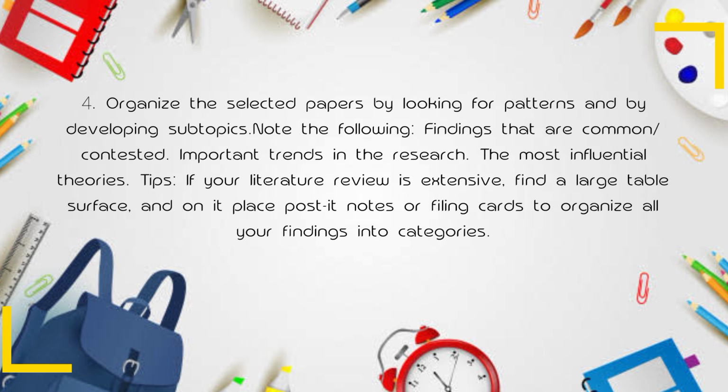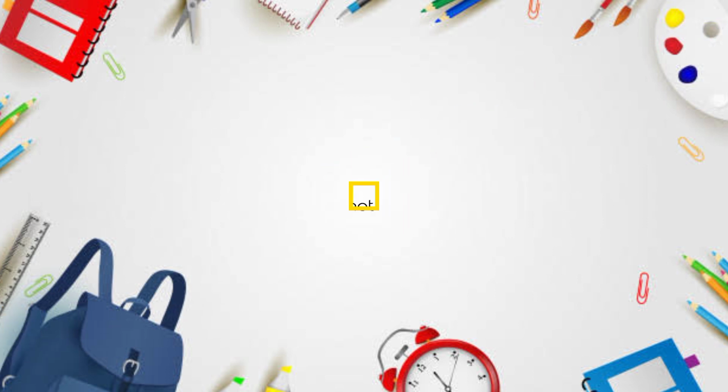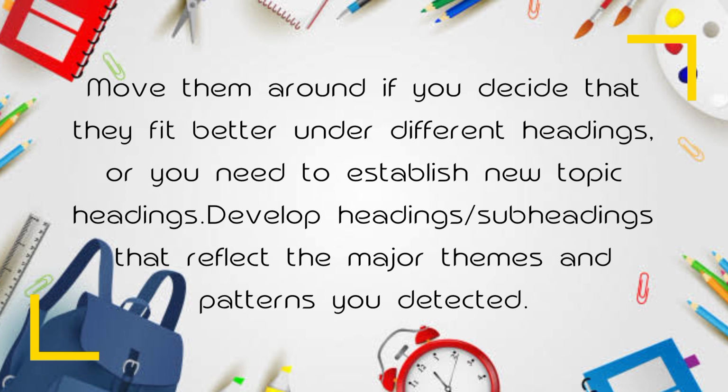4. Organize the selected papers by looking for patterns and by developing subtopics. Note the following: findings that are common or contested, important trends in the research, the most influential theories. Tips: If your literature review is extensive, find a large table surface, and on it place post-it notes or filing cards to organize all your findings into categories. Move them around if you decide that they fit better under different headings, or you need to establish new topic headings. Develop headings and subheadings that reflect the major themes and patterns you detected.